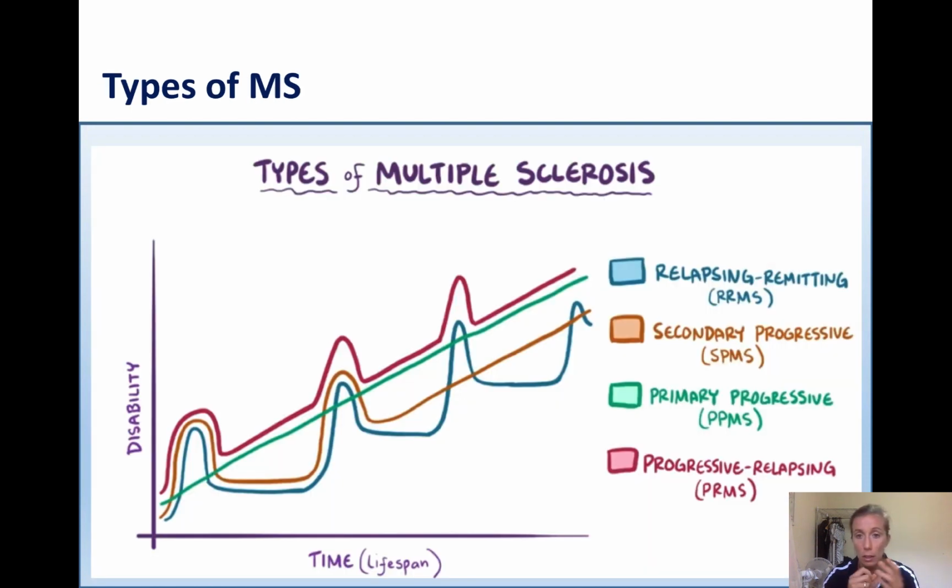So if we just look in the blue, we've got the top type, the most common, relapsing remitting, and you can clearly see that pattern over time. We know that 90% of those cases are going to progress into secondary progressive, which is in your orange-brownish line. So you can see that relapsing remitting pattern and then just that steady progression. Primary progressive is just continued progression from the first appearance of the symptoms. And then we've got progressive relapsing, which has a combination of the two presentations.